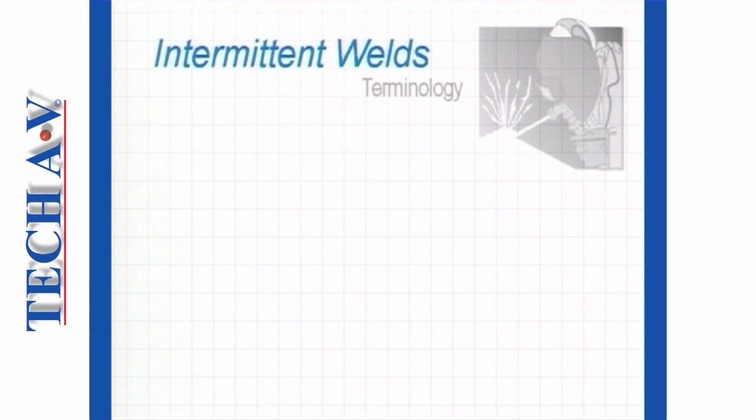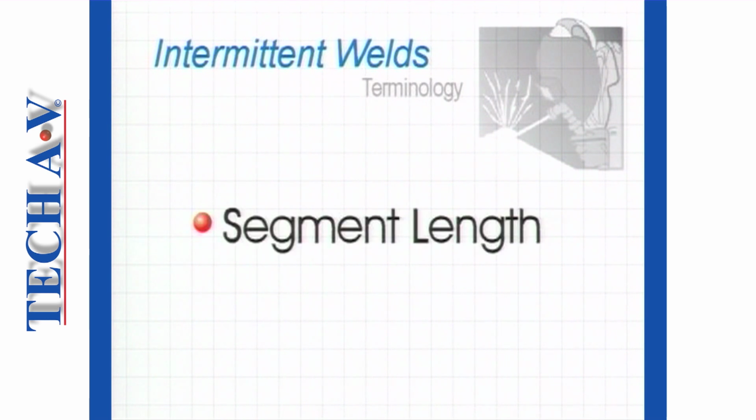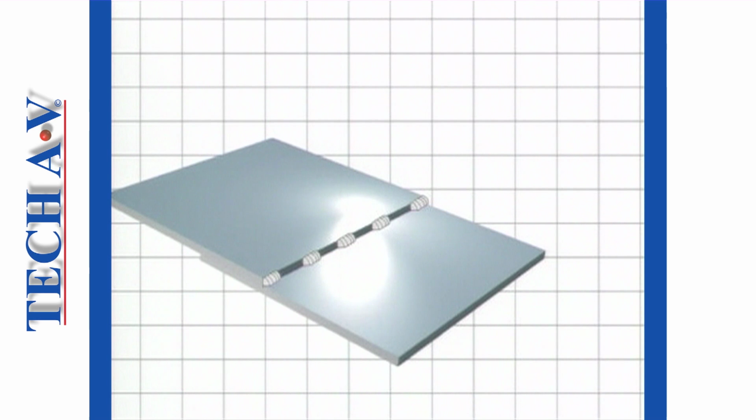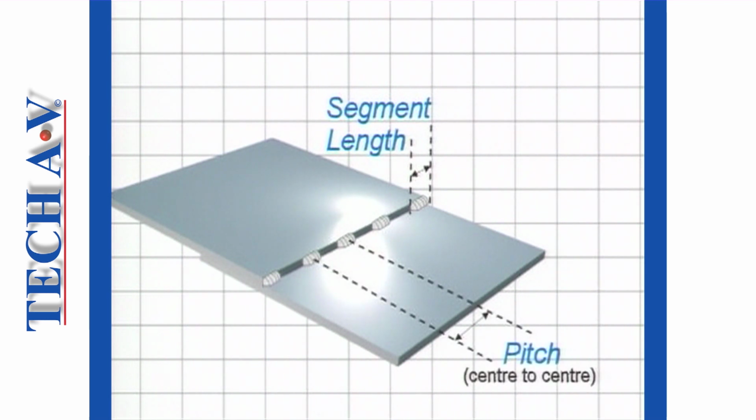Terminology associated with intermittent welds include segment length and pitch. Segment length, which, as the term suggests, is the actual length of weld segment to be made. Pitch indicates the spacing required between segments. Pitch is measured from center to center of weld segments.